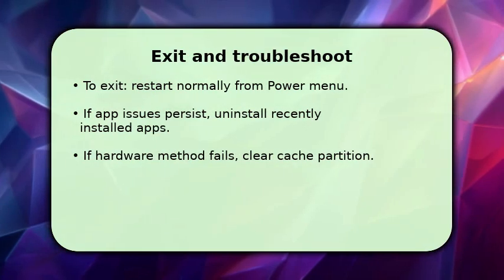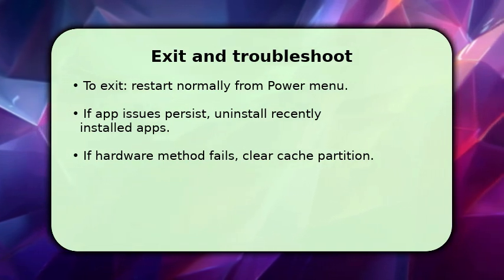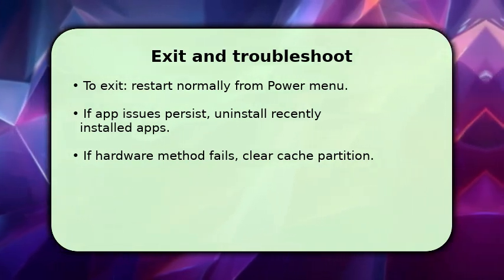To leave safe mode, simply restart the phone normally from the power menu. The device will boot back into regular mode with all apps restored.